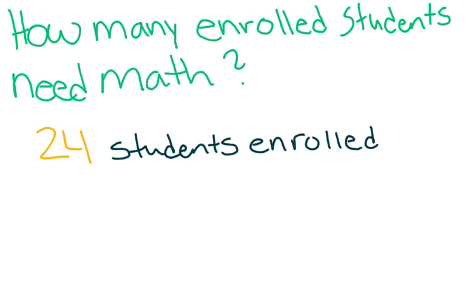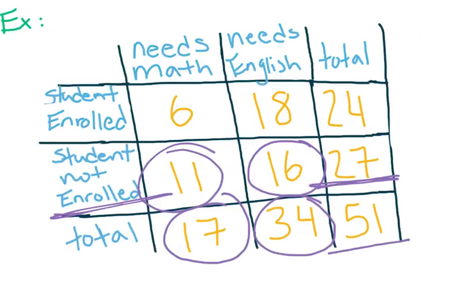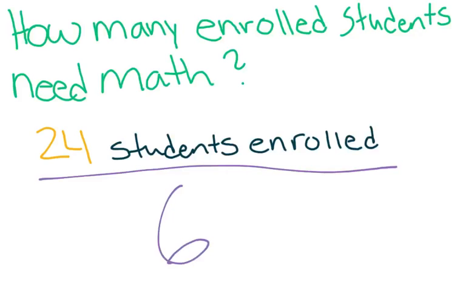How many enrolled students need math? So we know that we have 24 students that are enrolled. So let's go back and check how many kids. So we know that we need 6. So we just go back and 6 is your answer.